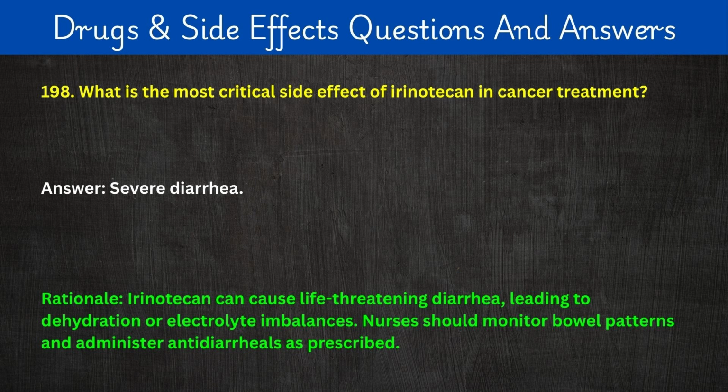198. What is the most critical side effect of irinotecan in cancer treatment? Answer: severe diarrhea. Rationale: irinotecan can cause life-threatening diarrhea, leading to dehydration or electrolyte imbalances. Nurses should monitor bowel patterns and administer antidiarrheals as prescribed.